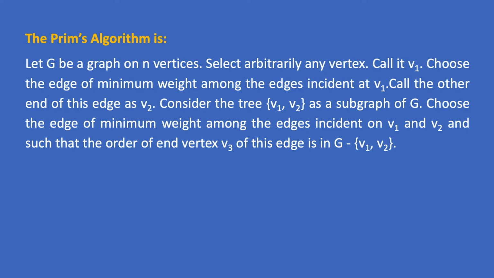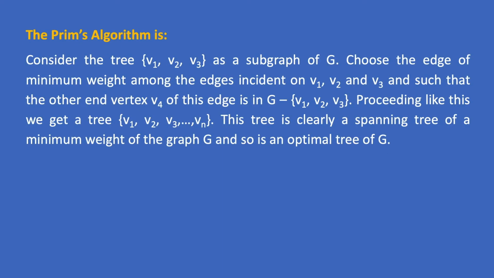Consider the tree V1, V2 as a subgraph of G. Choose the edge of minimum weight among the edges incident on V1 and V2 such that the end vertex V3 of this edge is in G minus {V1, V2}. Consider the tree V1, V2, V3 as a subgraph of G. Choose the edge of minimum weight among the edges incident on V1, V2 and V3 such that the other end vertex V4 of this edge is in G minus {V1, V2, V3}.